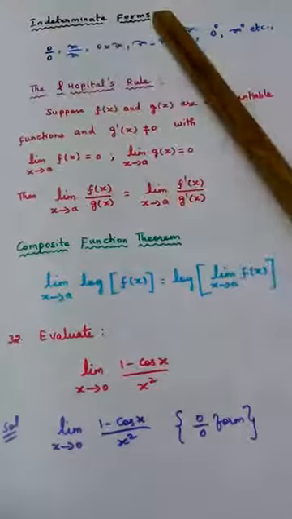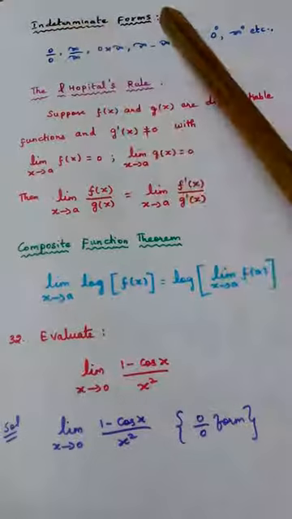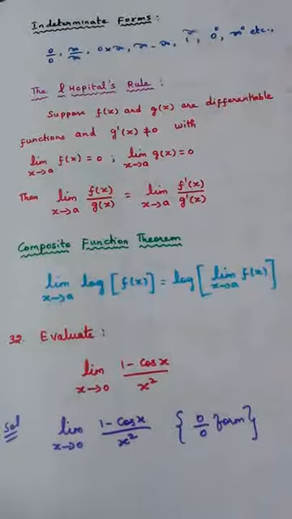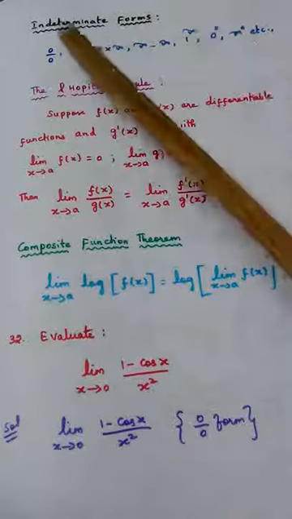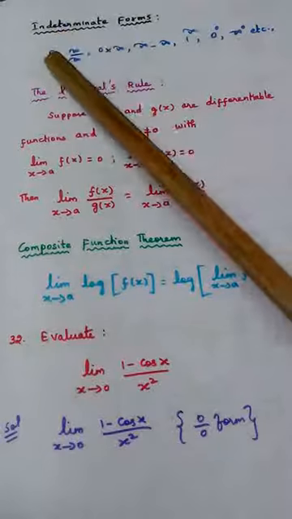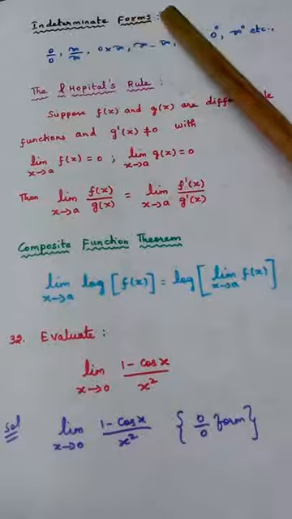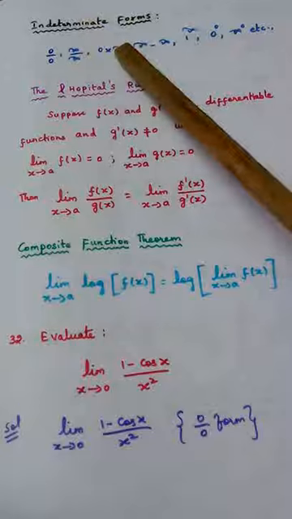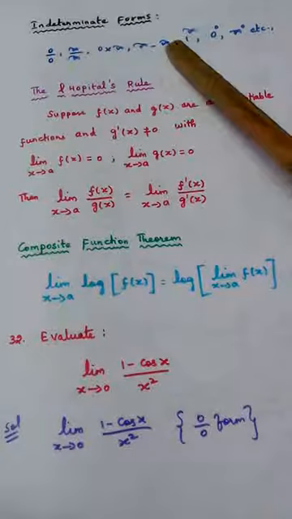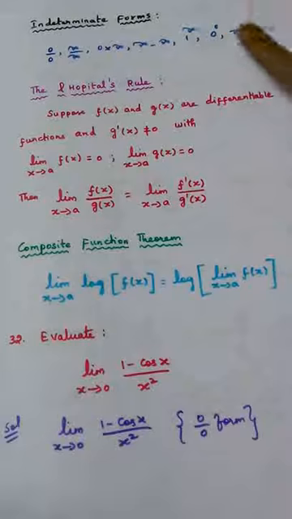Indeterminate forms. This is the heading, indeterminate forms. We will see a few forms which are called indeterminate forms: 0 by 0, which is something we don't have a proper answer for. They are called indeterminate forms. Infinity by infinity, 0 into infinity, infinity minus infinity, 1 power infinity, 0 power 0, infinity power 0.